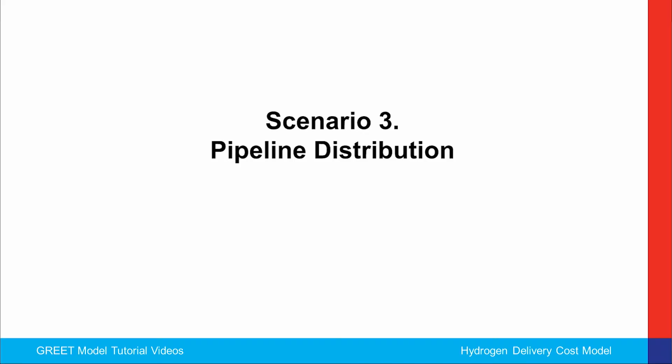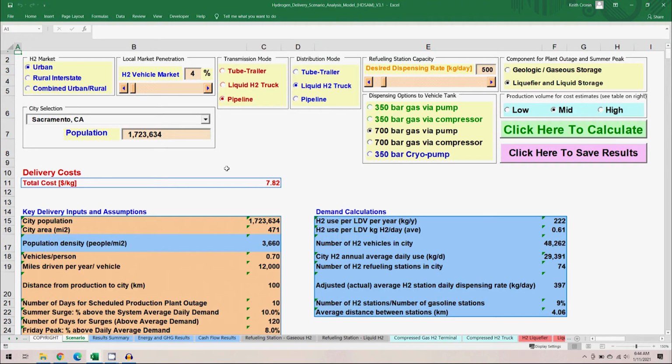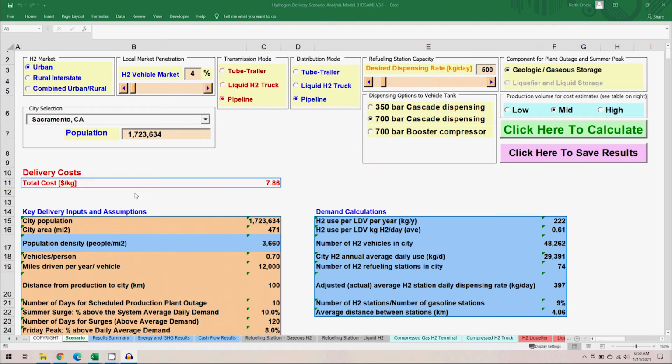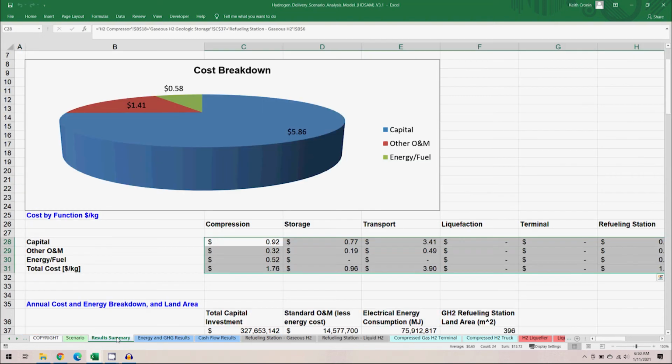I'll now generate results using the pipeline distribution mode. The pathway represented in this scenario would involve gaseous hydrogen transmitted via pipeline to a distribution network of pipelines that deliver the hydrogen to a refueling station. Similar to before, I'll leave my original selections the same, but change the distribution mode to pipeline, and I'll have to choose a new dispensing option, so I'll select 700 bar cascade dispensing. Then I'll run the model. From the results summary sheet, I'll copy over the latest cost by function results to my comparison workbook.